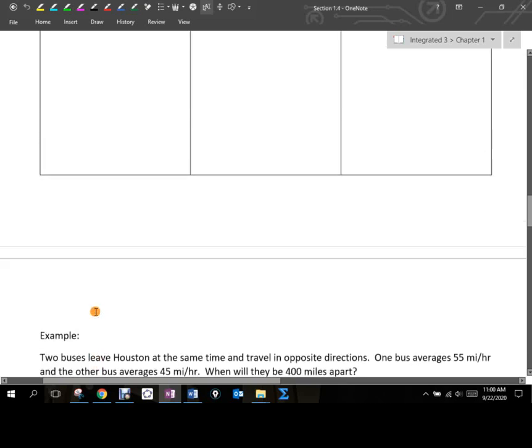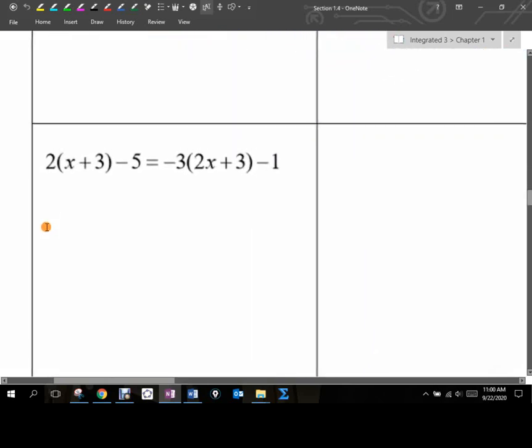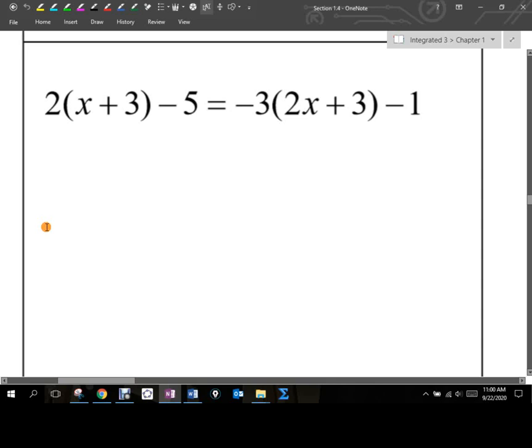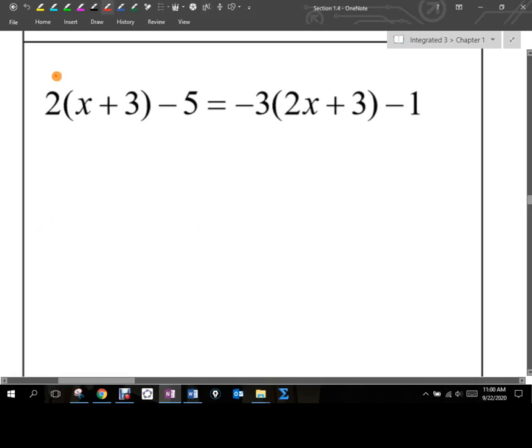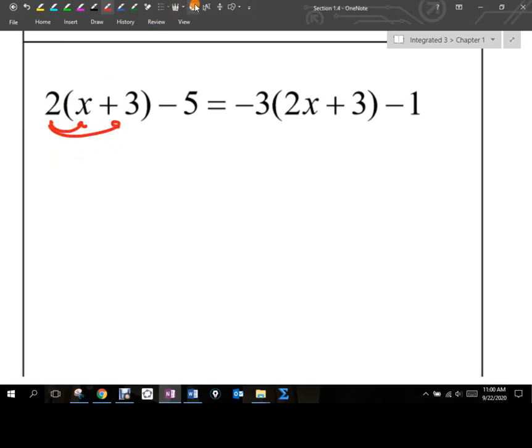Oh yeah, we gotta go back to that one. All right, so what do I need to do first on this one? Well, I don't know the answer. Distribute. Okay, so we're gonna distribute on this side. So that's gonna give us 2x plus 3.